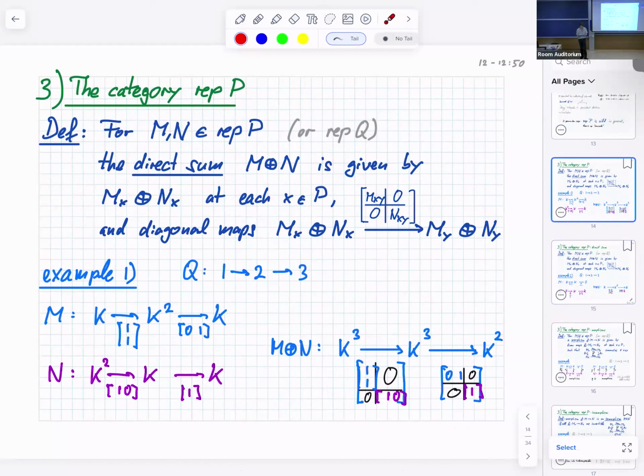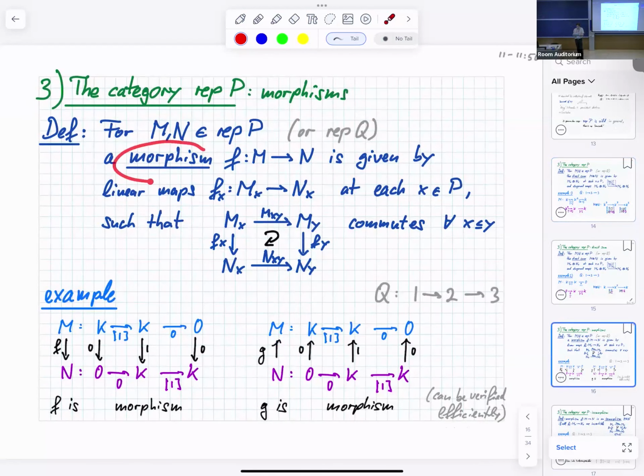In the direct sum of two representations, I call them representation or module. These two are equivalent for me. Sometimes I say persistence module, sometimes representation. So the direct sum is given by direct sums at each vector space, and the maps are just put on the diagonal. This is what we did yesterday. And then the next thing after that will be to define the notion of a morphism.